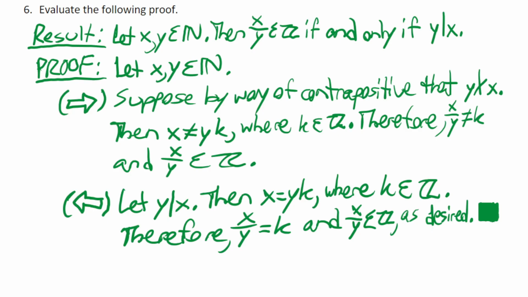Okay, so the proof opens by defining x and y as natural numbers, and then it looks at one implication of the biconditional. It says, suppose by way of contrapositive that y does not divide x, so then x is not equal to yk, where k is an integer, and therefore x divided by y is not equal to k, and x divided by y is an integer. And then we look at the implication: let y divide x, so then x equals yk, where k is an integer, so therefore x over y equals k, and x over y is an integer as desired.